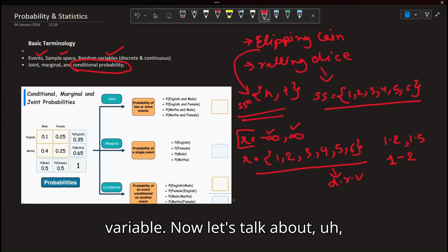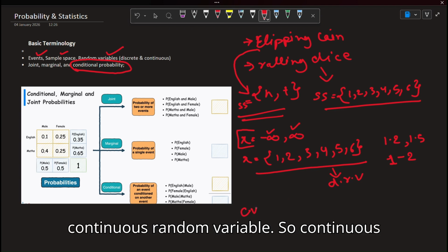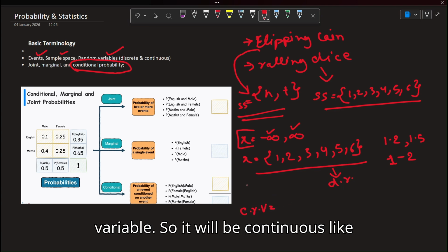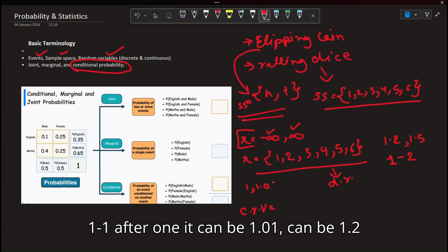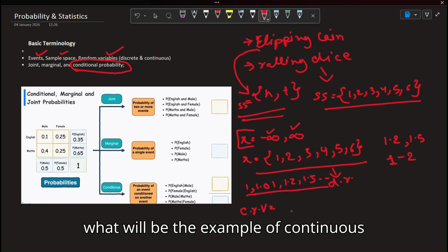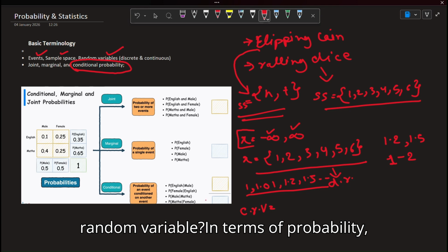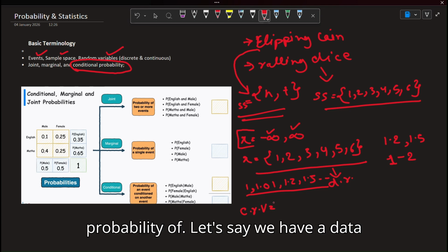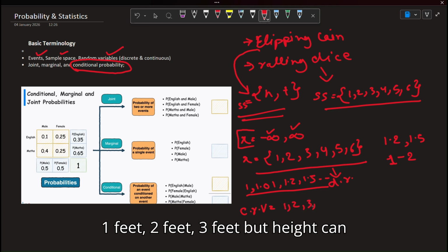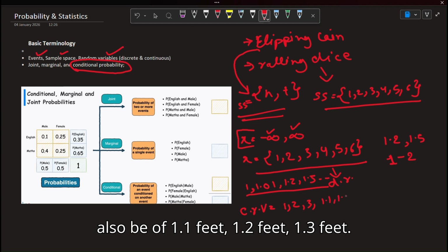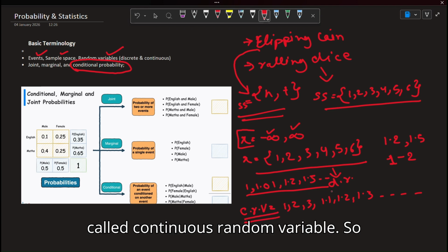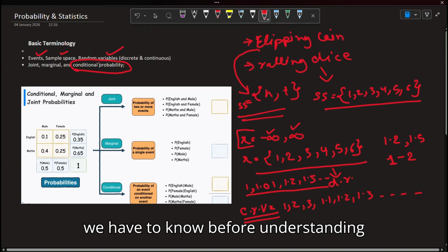Now let's talk about continuous random variable. It will be continuous, like after 1 it can be 1.01, 1.2, 1.5, and so on. What is an example of a continuous random variable in probability? Let's say we have data of the height of people. Height can be 1 feet, 2 feet, 3 feet, but also 1.1 feet, 1.2 feet, 1.3 feet. So this data is continuous. These are some basic terminologies that we have to know before understanding conditional probability.